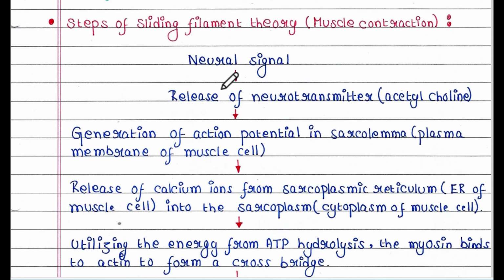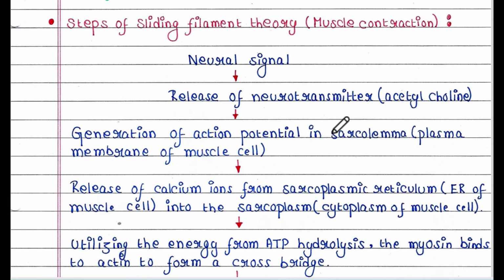Okay. So a signal comes from neurons. Several neurotransmitters, especially acetylcholine, are released from neurons. Acetylcholine acts on the adjacent muscle cell. Eventually, the action potential of the muscle cell membrane gets generated. Now, the muscle cell membrane is also called sarcolemma.